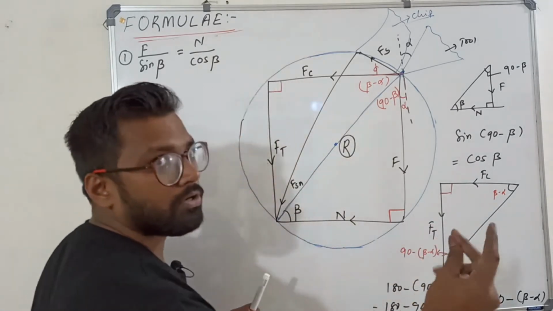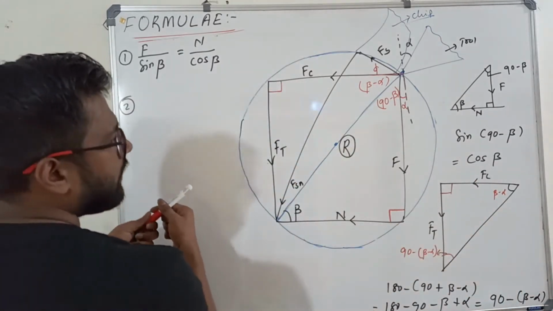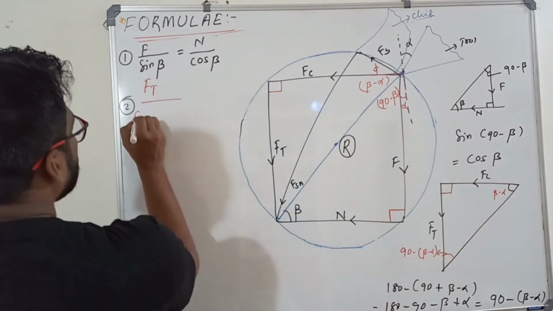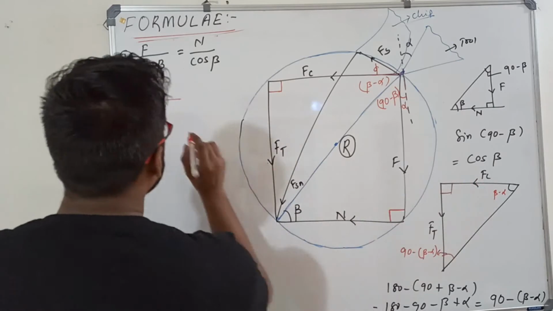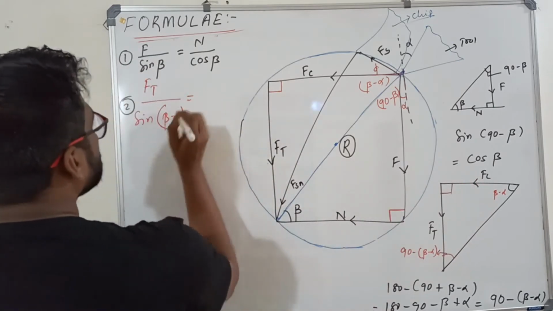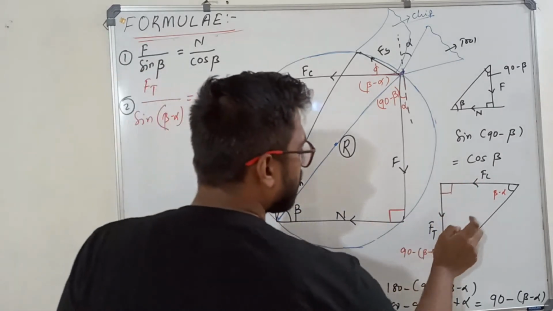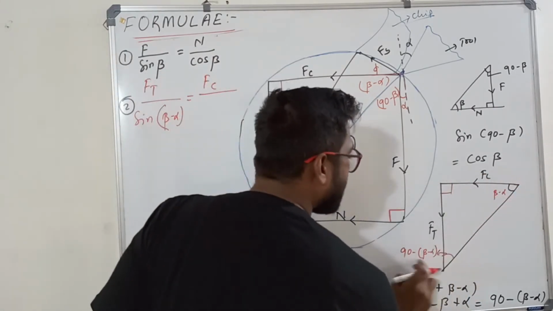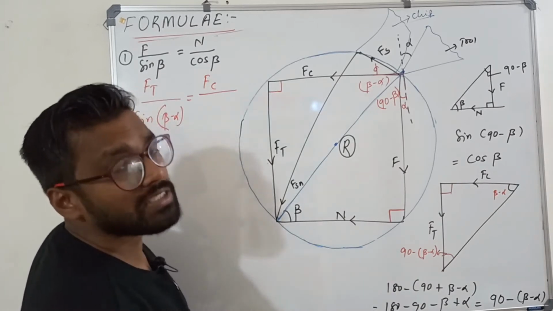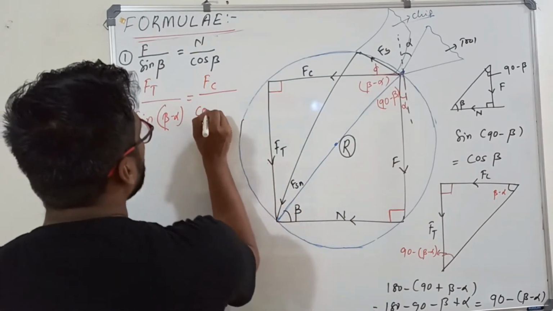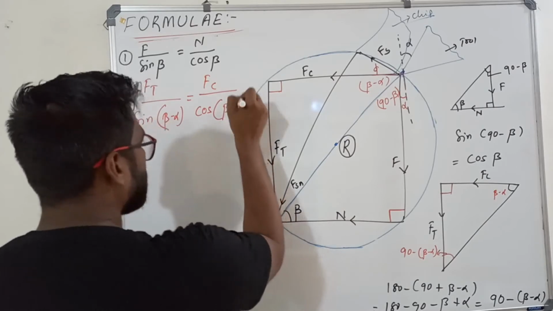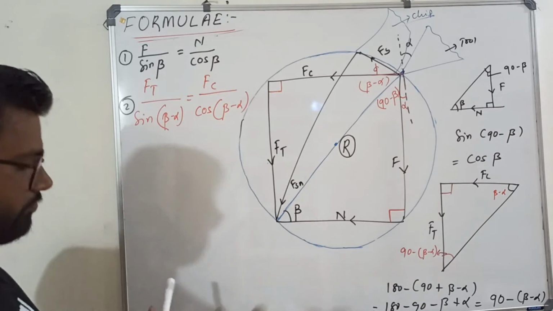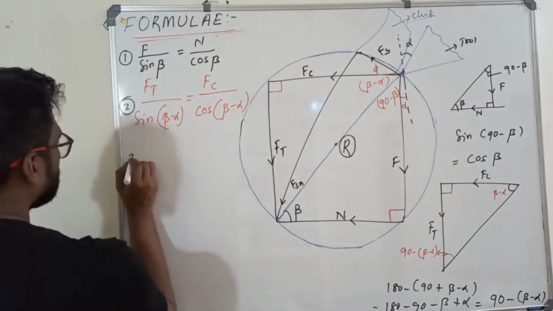Which formula will we put? Sir, sine law. Very good. So Ft by sine beta minus alpha is equal to Fc by sine 90 minus beta minus alpha. Sine 90 minus theta is cos theta, so that is cos beta minus alpha. That is your formula number 2. Very good.